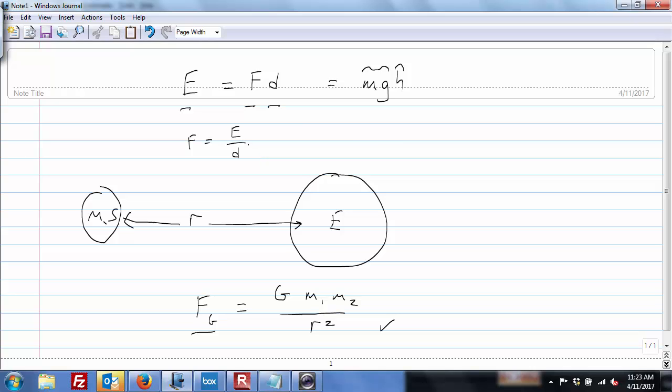So let's see if we did. Yeah, so that just immediately returns F equals mgh over d, which just becomes mg. So you can kind of see where that comes out.